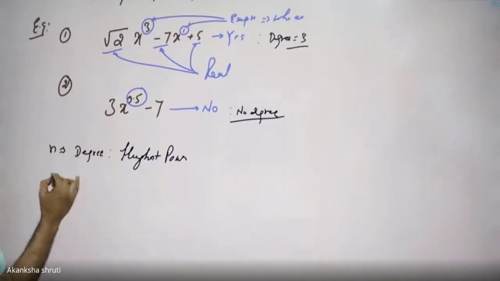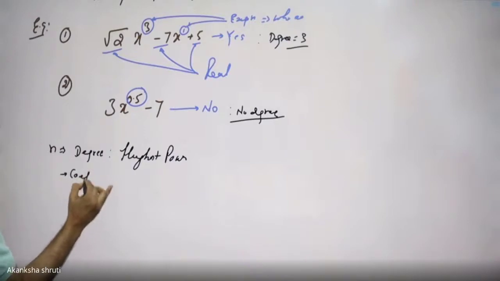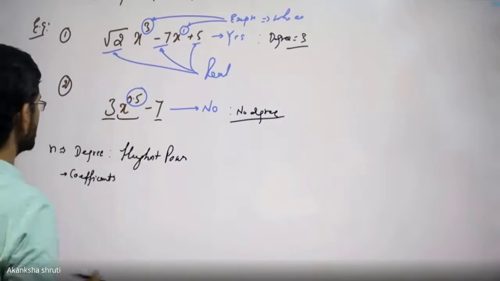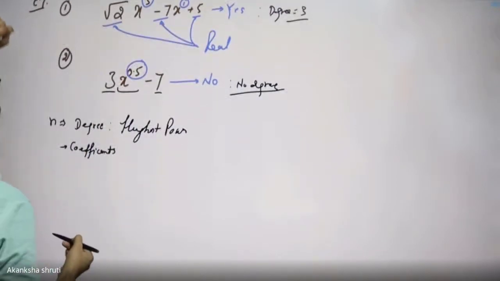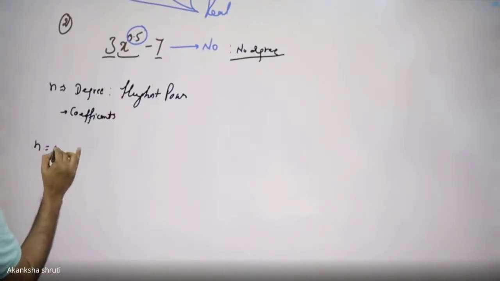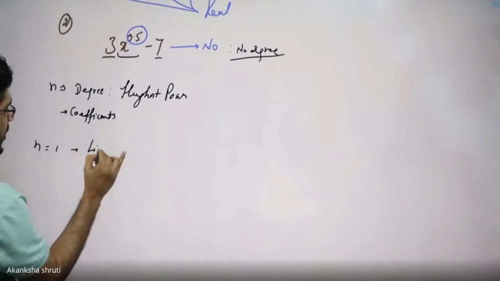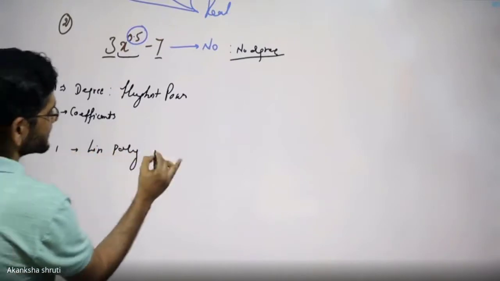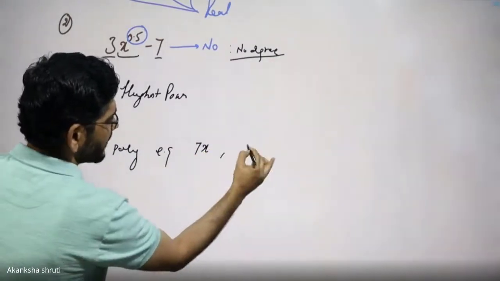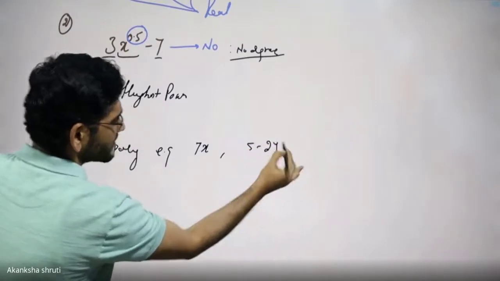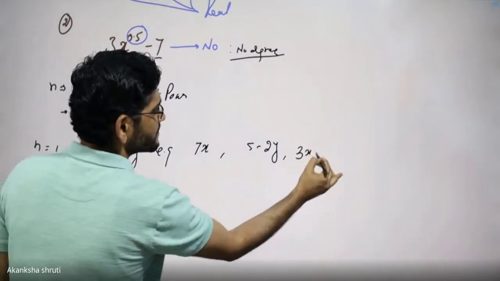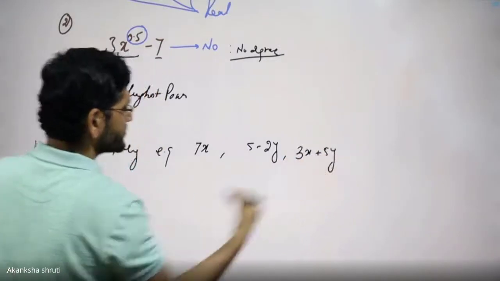Another thing is their coefficients. Whatever is with x, leaving the degree, these are the coefficients. This is the constant. Students, the next thing is considering the degree. If n is 1, it is called a linear polynomial. Examples: 3x, or 7x only, or 5 minus 2y, all of these are linear. It may be possible for two variables also, like 3x plus 5y, all of these are linear.